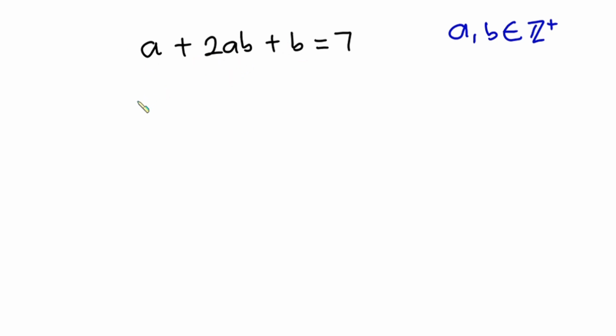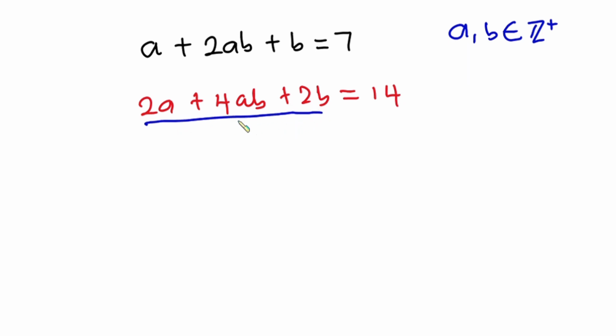So we have 2a plus 4ab plus 2b. Now we are multiplying 2 by 2, so we have here to be 14. Awesome. Now we have been able to establish this relationship. Now you see that the left-hand side is not all that complete. If you factorize it, you face some difficulties, right? So what we are going to do is to make it complete.